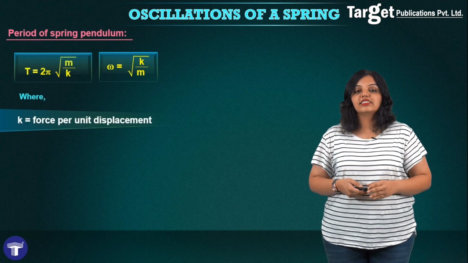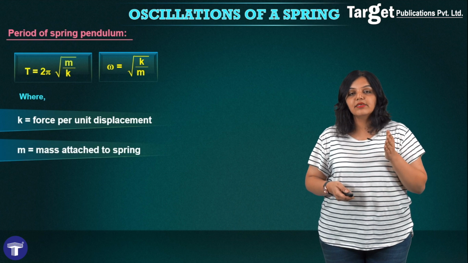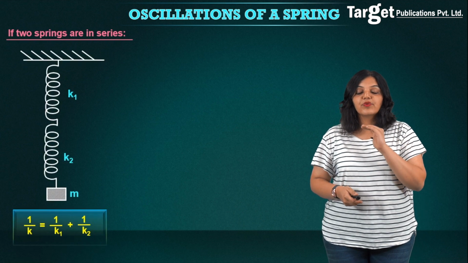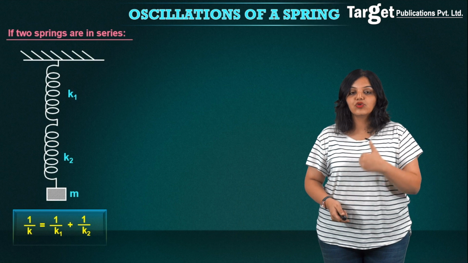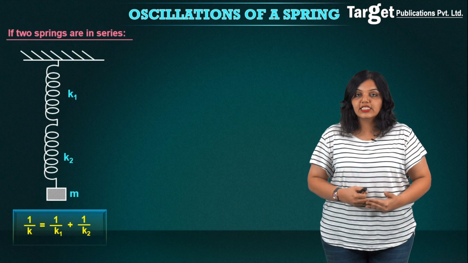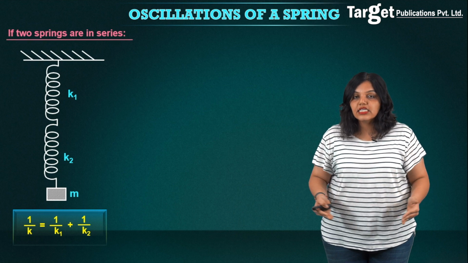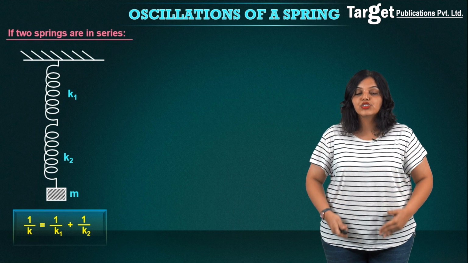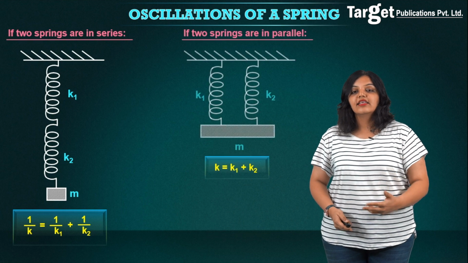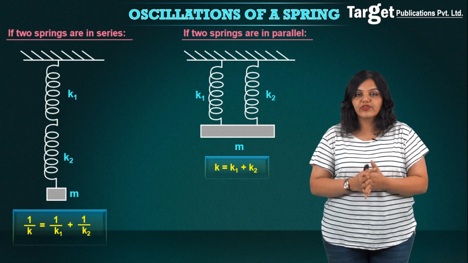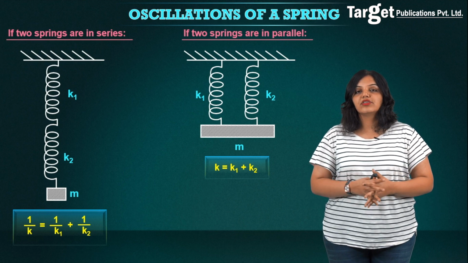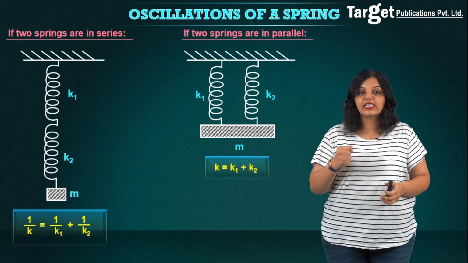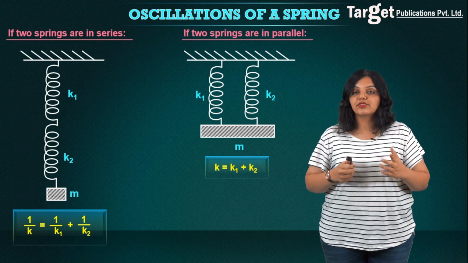Now, here, k is nothing but the force per unit displacement, and m is the mass that we attach to the spring. And therefore, if two springs of spring constants k1 and k2 are in series, which means they are attached end to end, then their equivalent or resultant spring constant will be given by 1 by k is equal to 1 by k1 plus 1 by k2. And if the two springs are in parallel, then the resultant is just the addition of both the spring constants. Therefore, finally, I want to tell you that the value of k depends on the material, and if you have a very large k, it means the spring is very stiff, and if you have a very small k, it means the spring is soft.